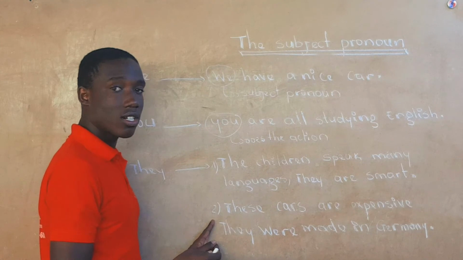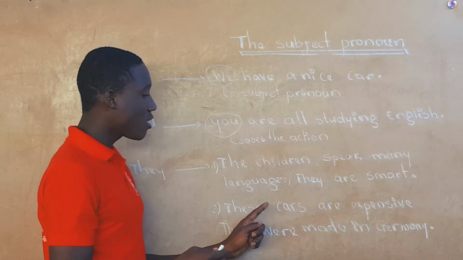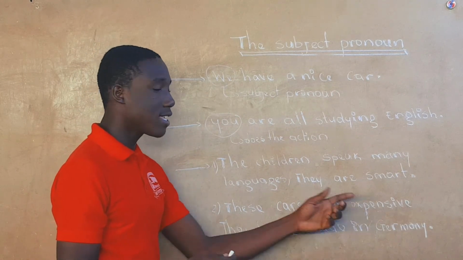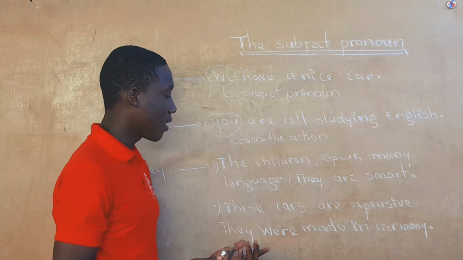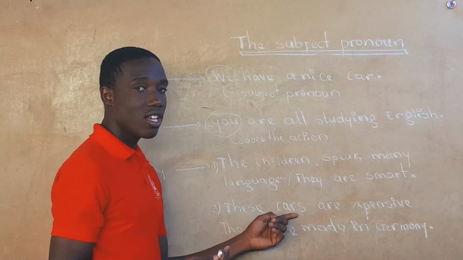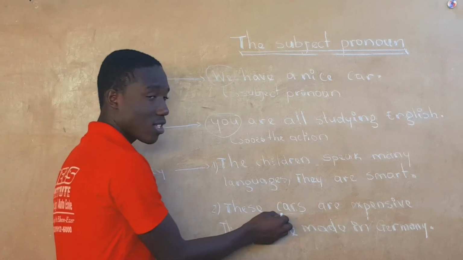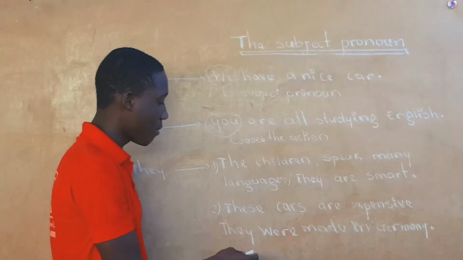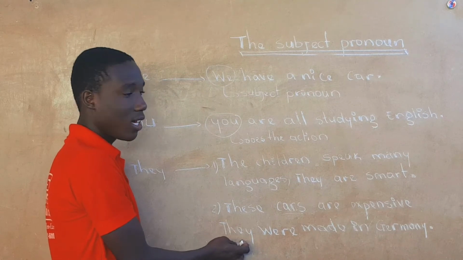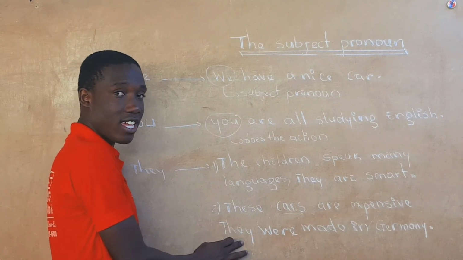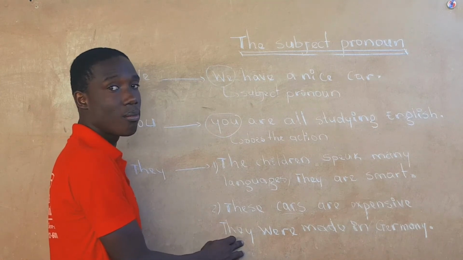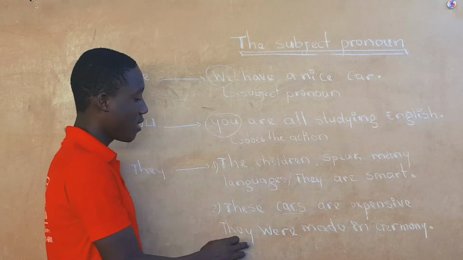The second sentence, these cars are expensive. They were made in Germany. These cars, the word cars takes the place of the subject pronoun they. And they, in this sentence, the subject pronoun they is used for non-humans. Okay, I think you understand.